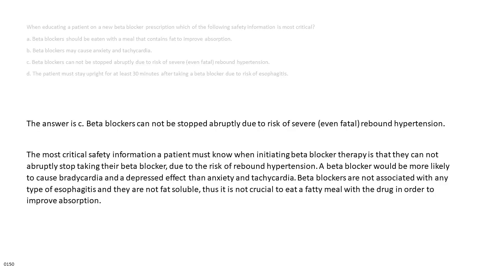When educating a patient on a new beta blocker prescription, which of the following safety information is most critical? A. Beta blockers should be eaten with a meal that contains fat to improve absorption. B. Beta blockers may cause anxiety and tachycardia. C. Beta blockers cannot be stopped abruptly due to risk of severe, even fatal, rebound hypertension. D. The patient must stay upright for at least 30 minutes after taking a beta blocker due to risk of esophagitis.